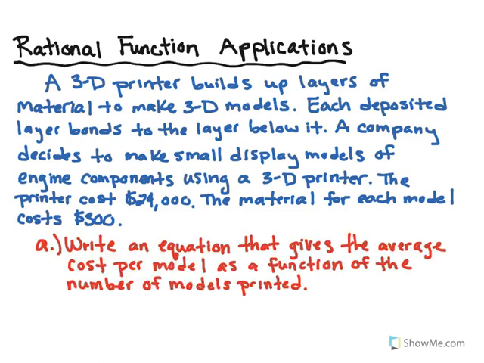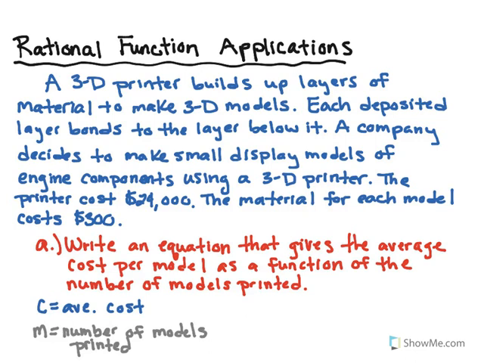And the first question is going to be, write an equation that gives the average cost per model as a function of the number of models printed. We're first of all going to build ourselves a couple variables to model each of these pieces. So we're going to have C be the average cost and M be the number of models printed. Now remember that when we do anything of average, it's always going to be all the cost altogether divided by the total number of models that we have.